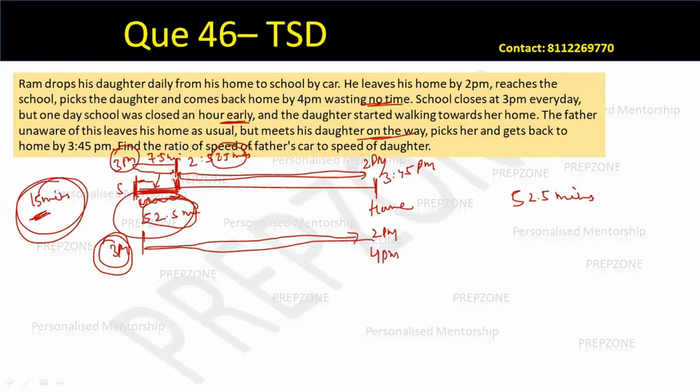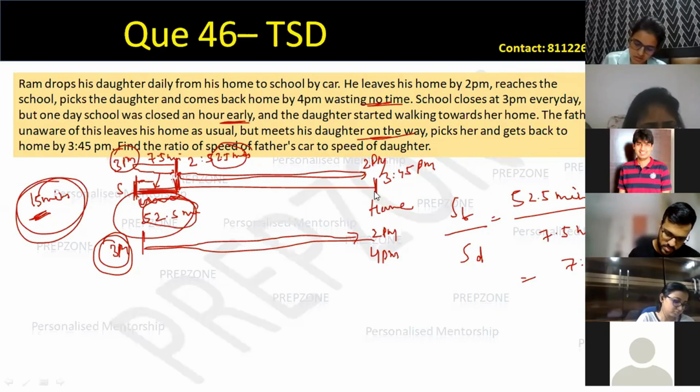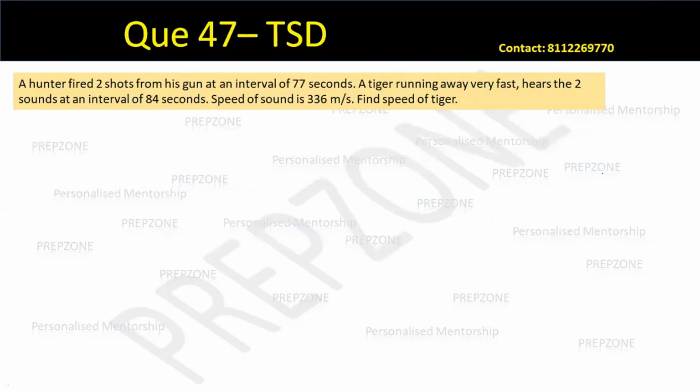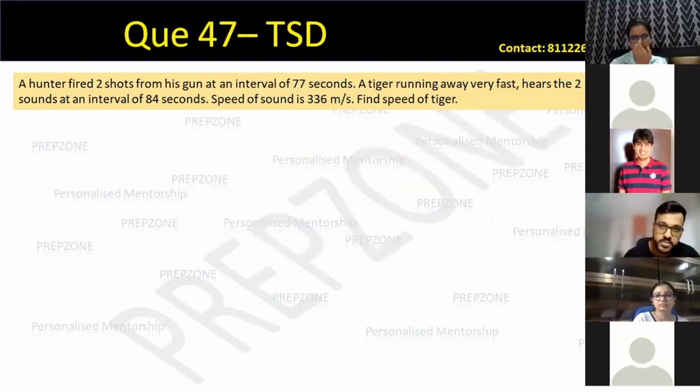So I know father's time is less, so his speed will be more. The ratio of speed is asked, and the ratio of speed is the inverse of the ratio of time taken. So 52.5 by 7.5 minutes will be the speed of father upon speed of her daughter, and this is nothing but 7:1. Just have to visualize in this question. There is absolutely no maths. Great. Next question. Again, a type of question that you may have seen in your mocks.